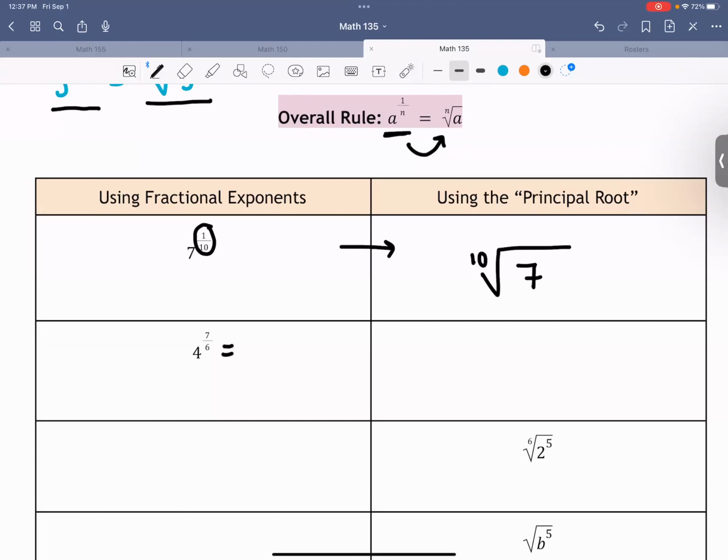Instead of writing 4 to the 7/6, I'm going to rewrite it like this: 4 to the 7th power, all raised to the 1/6 power. Can someone tell me why the left-hand and right-hand sides are equal? Yeah, I thought about it as an improper fraction, so you can take the numerator and put that exponent on the 4, and then take the 6 and make that 1/6. Yeah, it's an improper fraction, right? I don't know if improper fraction is the right term, but I think I know what you mean. What were you going to say?